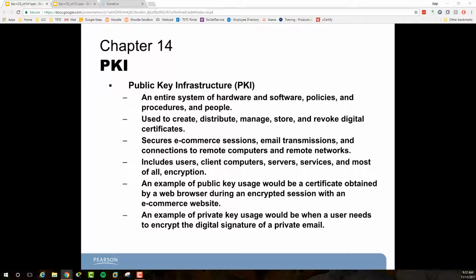This includes the people who use it, the computers that it's on, servers, services, and encryption is in the forefront. So when we obtain a certificate through a web browser during an encrypted session with an e-commerce website to purchase something, we are using the public key infrastructure. A lot of times it happens in our browser behind the scenes and we don't know it's there, so this chapter seeks to kind of make you aware of that. Private key usage, if you're sending an email and you're encrypting it with a digital signature, and we'll talk more about digital signatures as well, all of those things are part of the public key infrastructure.